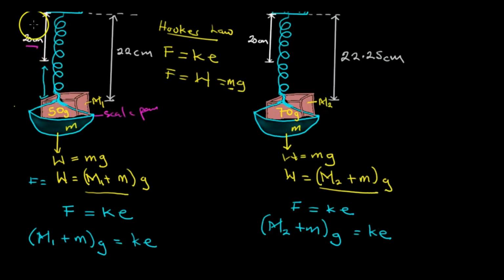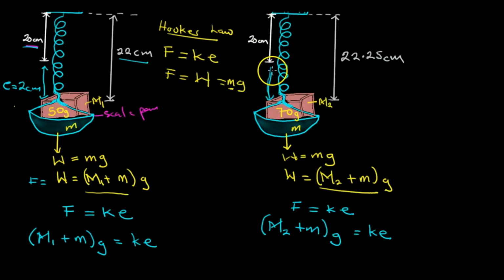This was the original length, and then it increased to 22 centimeters. So to get this one, we subtract 20 from 22, which gives us 2 centimeters. So our e, or our change in length, is 2 centimeters. Likewise, if you come here, this was our original length 20, and this was the length after the load was added to the pan, then the extension will be what we have here.